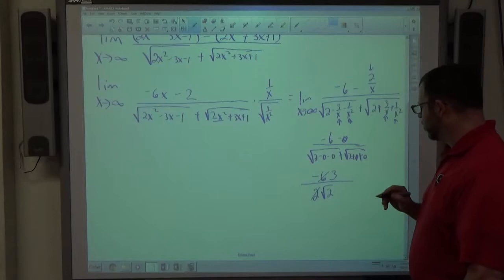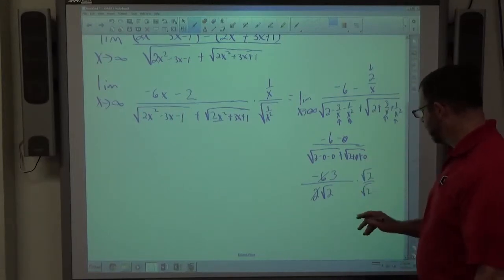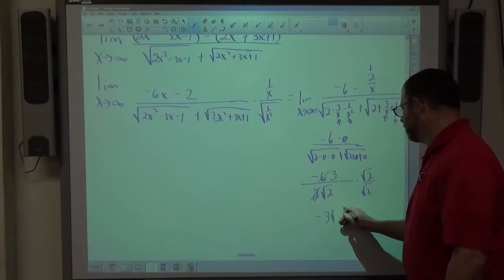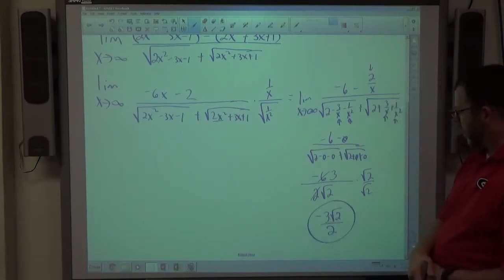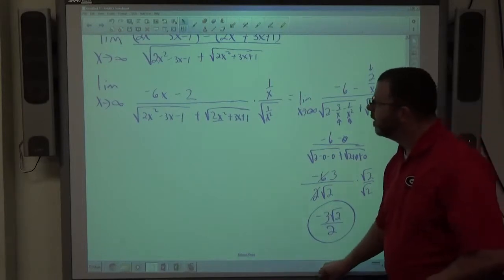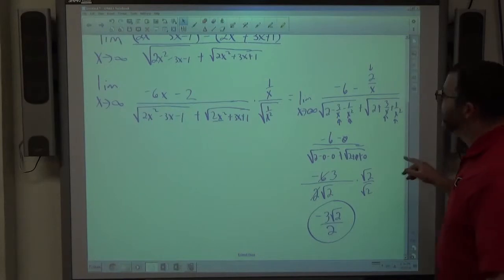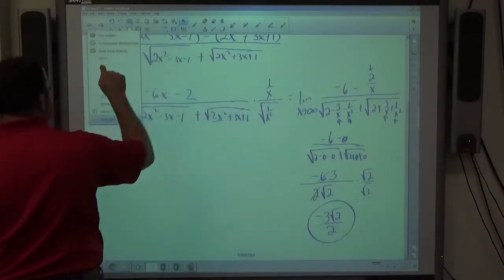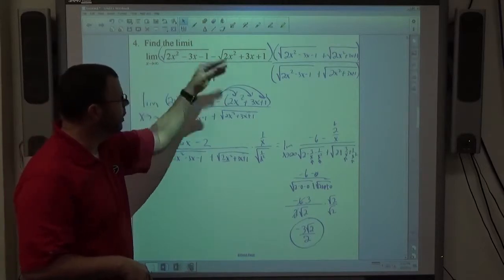So negative 3 over the square root of 2, which if I rationalize the denominator gets me negative 3 times the square root of 2 over 2. So that will be the approximate value of this as x approaches infinity. So that's how I'm looking for you to do it. Again, on the test, you should expect a radical minus a radical like that, creating those infinities.